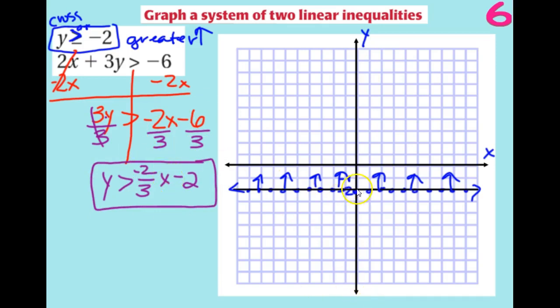So this one begins at -2, same spot, but our slope is -2/3, or down 2, 3 to the right. Down 2, 3 to the right, or up 2, 3 to the left. And this one does not have an equal to, so it's not a solid, it's a dashed line. So draw some dashes through there.